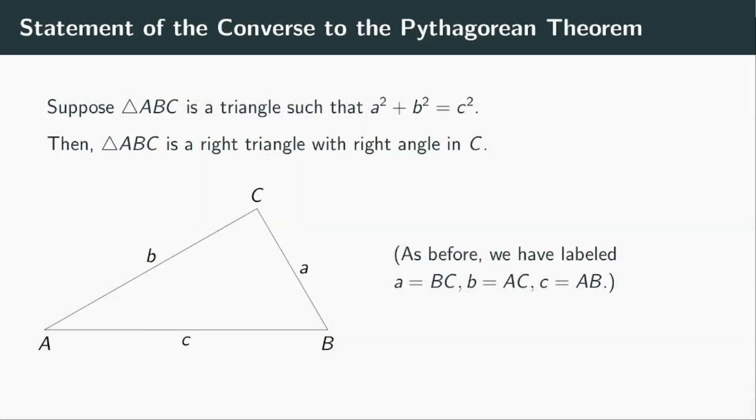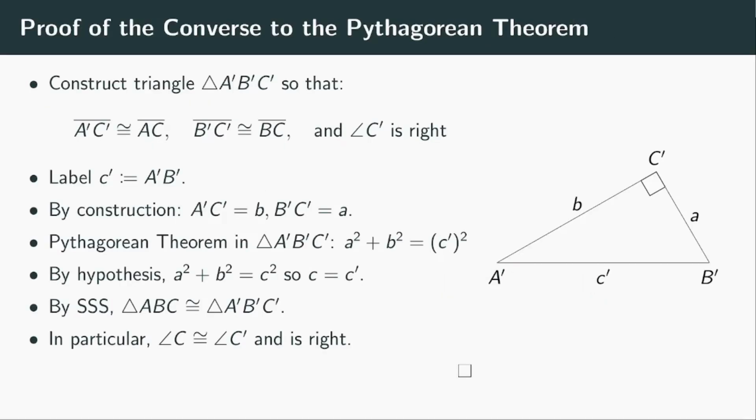So let's start with the statement. Suppose I have a triangle and I don't know anything about the angles. I just know something about the side lengths. So suppose that ABC is a triangle, with the sides labeled the way we did before, so that a squared plus b squared equals c squared. Then if we know this about the lengths of the sides, that forces my triangle ABC to be a right triangle with its right angle in C. And so this is a backwards implication from the Pythagorean theorem that we proved in the previous video.